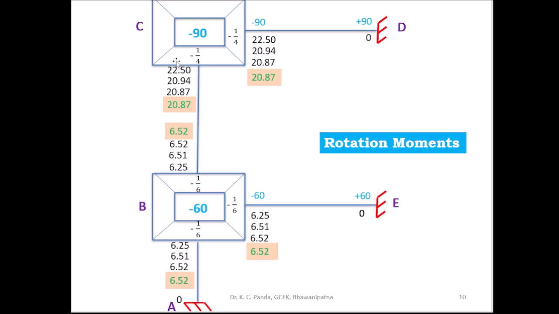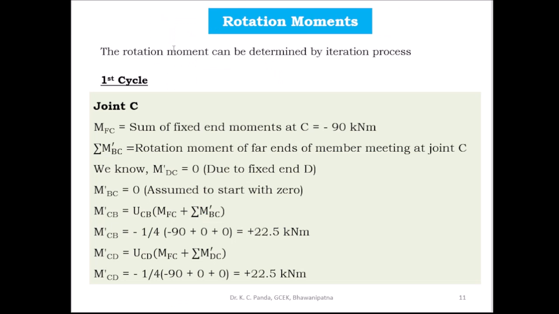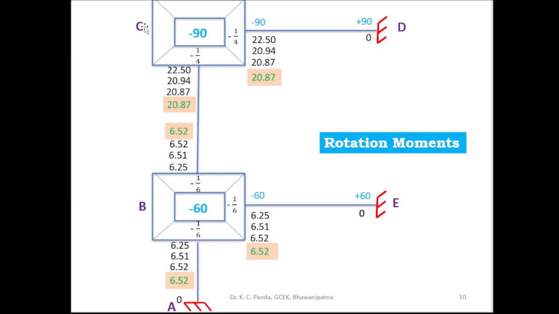Then these are the rotation moments, the rotation moments that you find out by the iterative technique. The rotation moment can be determined by the iteration process. So first you go for cycle 1 and you go to joint C.